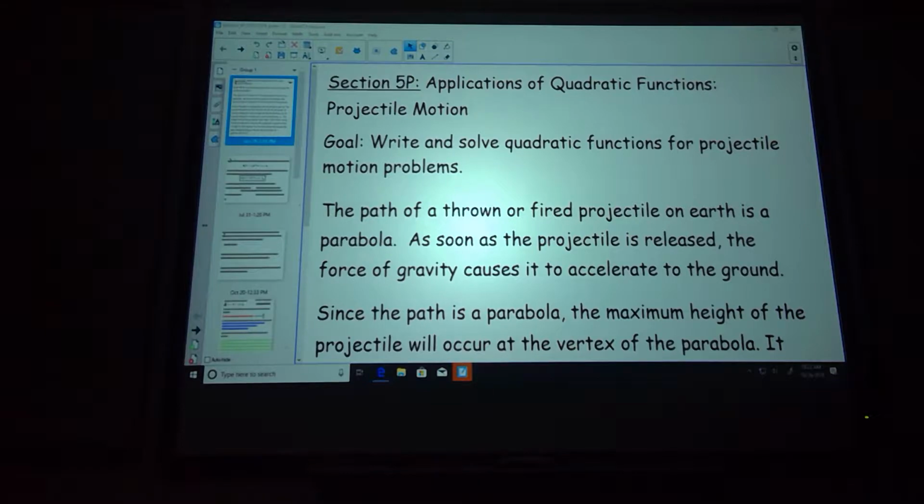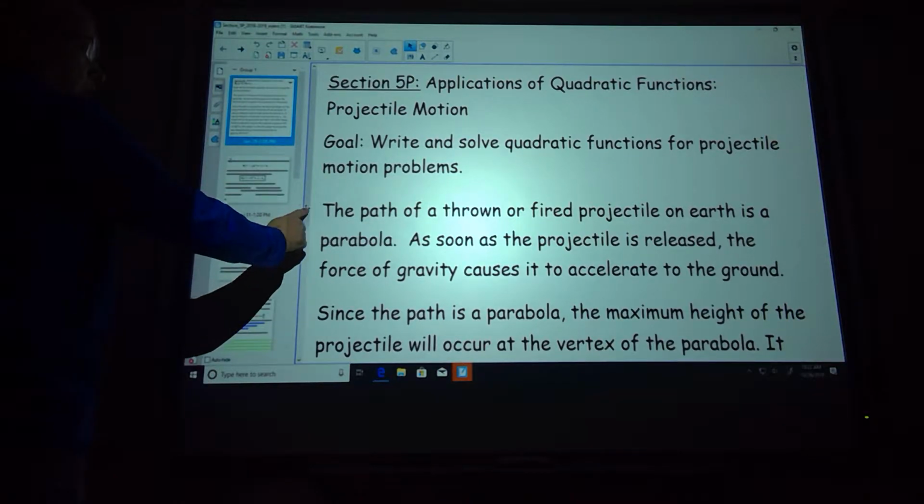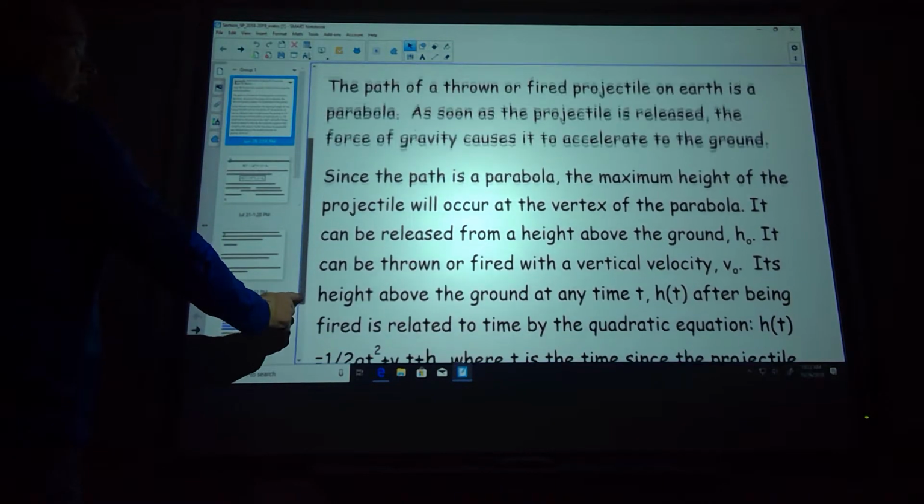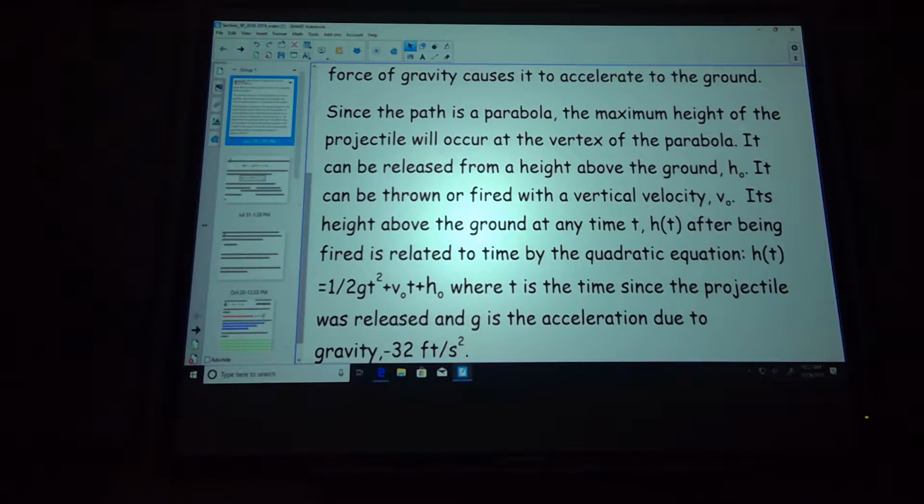But since the path is a parabola, the maximum height of the projectile will occur at the vertex. So if I throw a ball in the air, it's going to go up. It's going to get to a maximum height called the vertex, and then it's going to head on its way down. And we can use these equations.